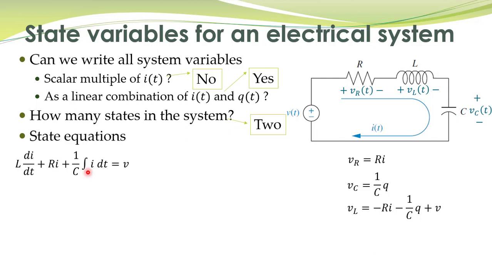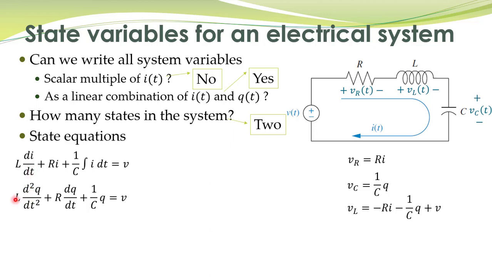So this is not a first order differential equation. We would like to somehow convert it into a first order differential equation. So if we substitute I, what is I? I is equal to the rate of change of charge. So we have replaced I with dq by dt.